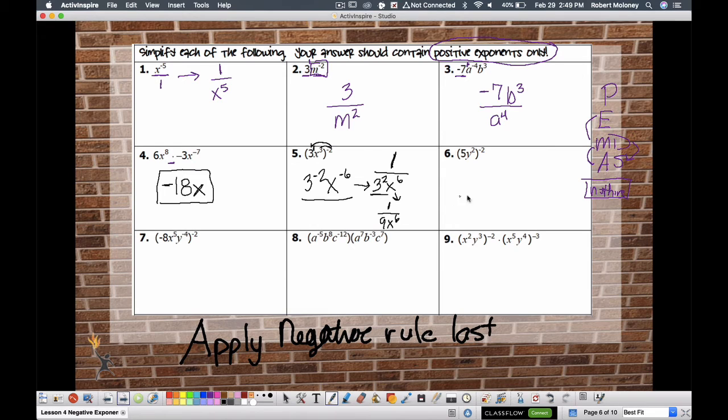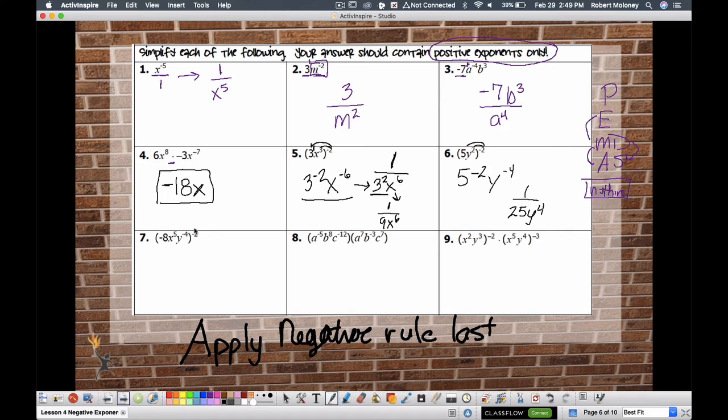All right, so now that you've got those done, let's take a look at them. So again, I'm going to distribute. So I get 5 to the negative 2 and y to the negative 4. So it's just like that previous problem. I'm going to get 1 over 25x to the 4th. And then I'm going to go ahead and work on this next one.